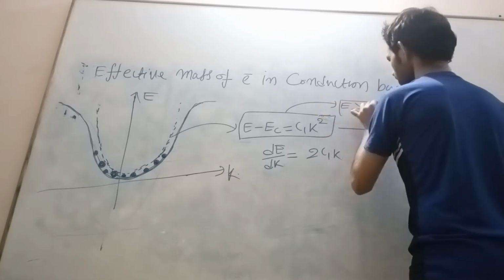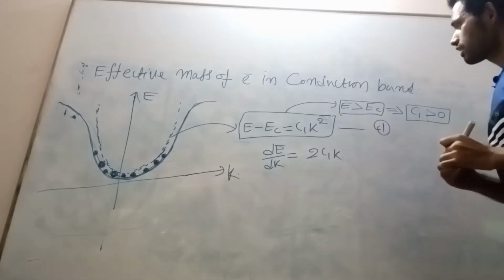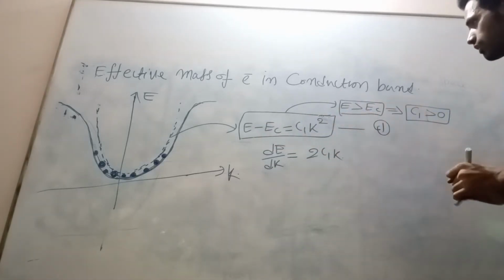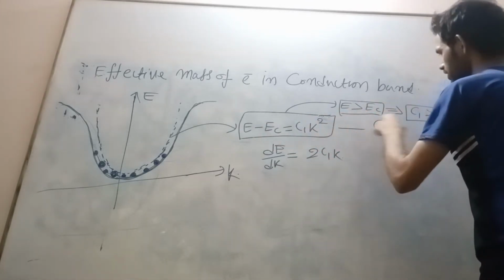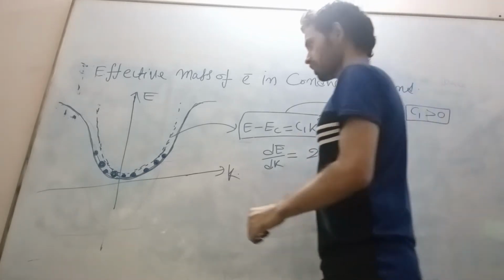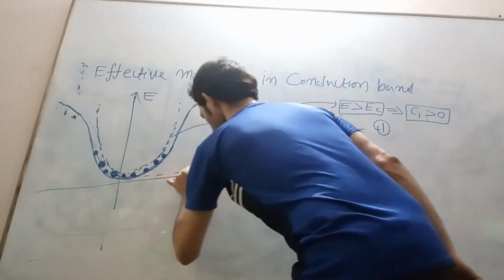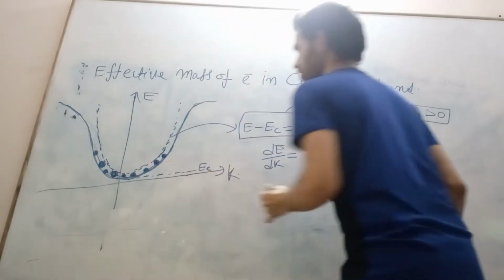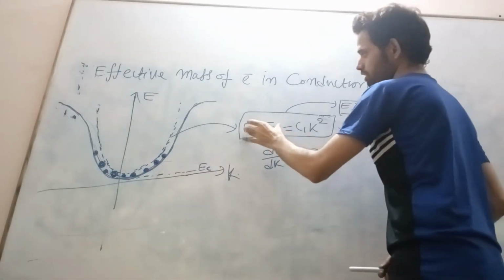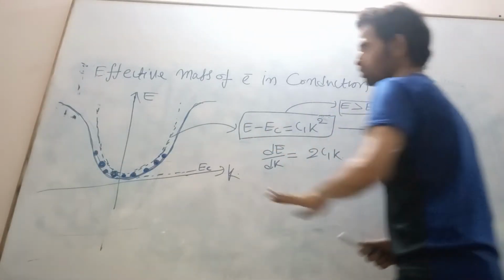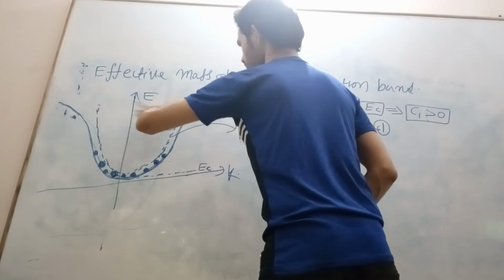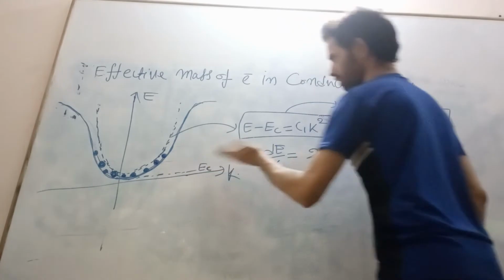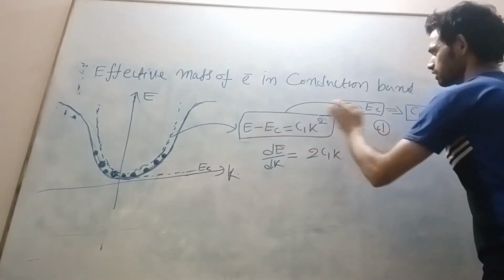This implies that C1 is positive. Since energy is greater than Ec, C1 is greater than 0, meaning C1 is positive. This is my Ec, the edge of the conduction band. E is greater than Ec because this is my total energy, above the energy at the bottom of the conduction band. That's why E minus Ec is positive.